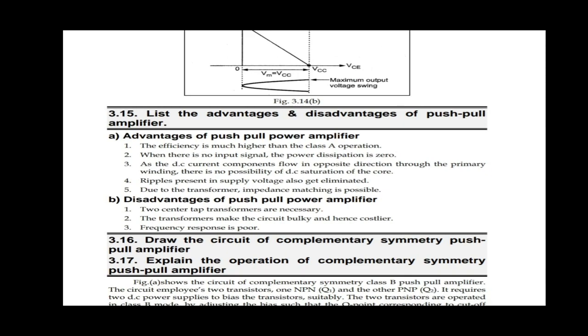Frequency response is poor. There is a need for a bulky, expensive transformer. The parameters of the two transistors are not the same, so there will not be an equal amplification of the two halves of the signal.